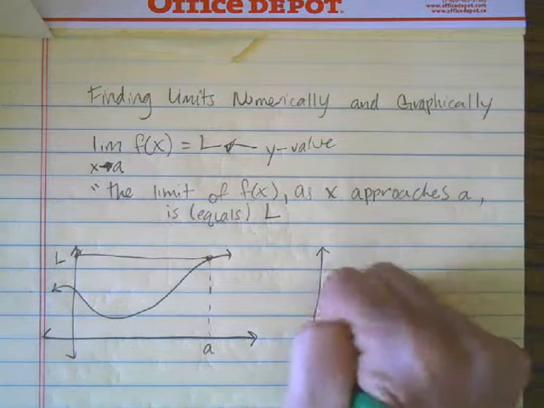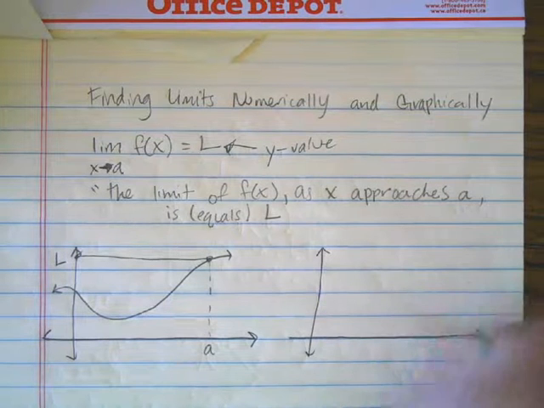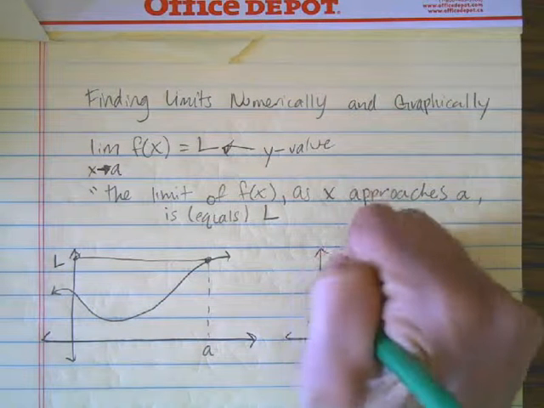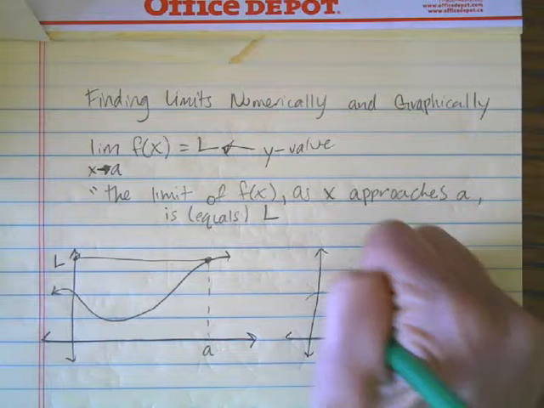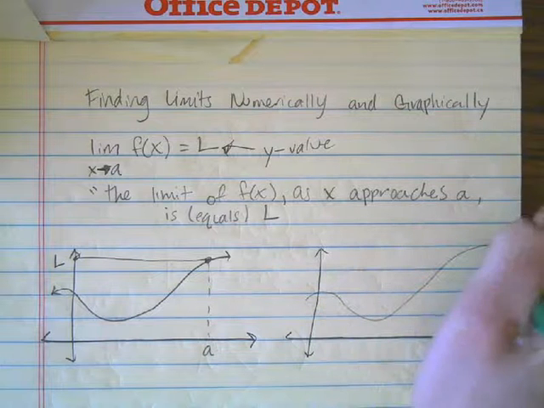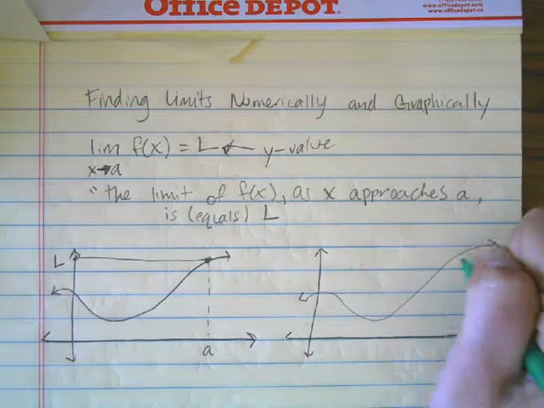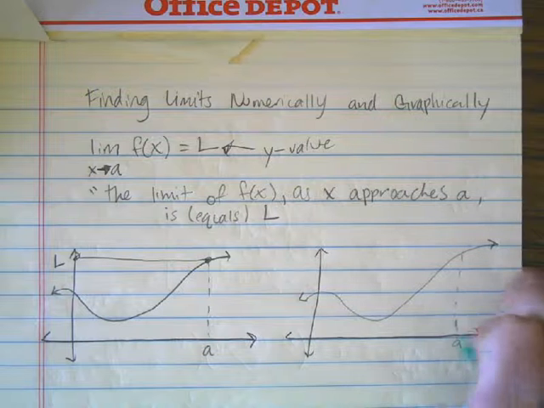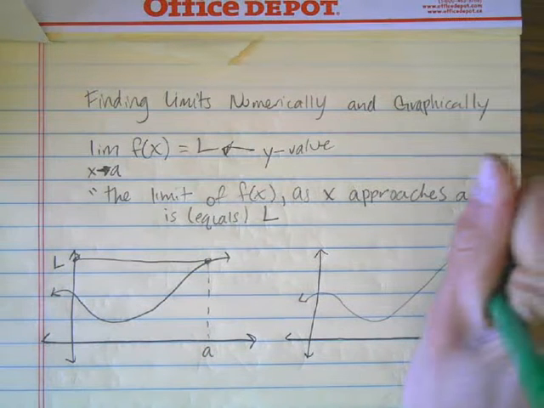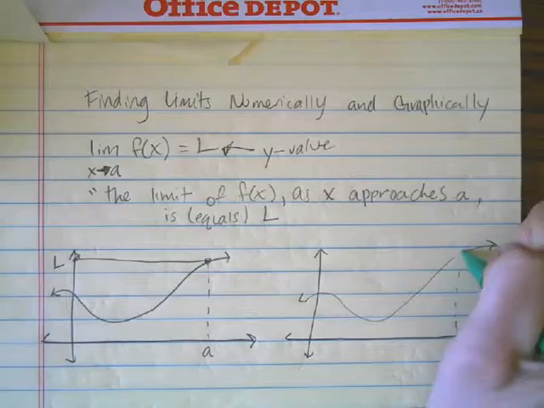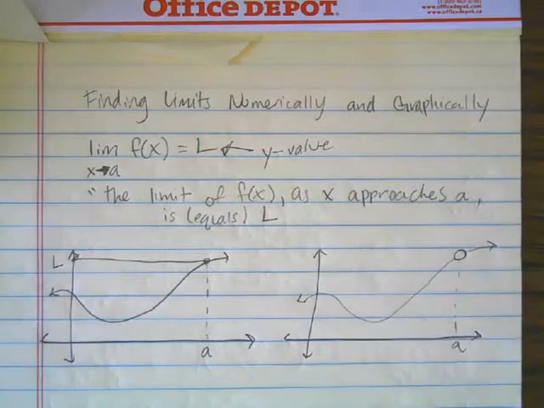Let's say that we have a different graph. I'm going to make it similar but a little bit different. So I'm going to start here, go down and come back up. And I'm still going to have my point A, but now let's say I have a hole in my graph here. Why is there a hole? Okay, because some functions have holes in their graph, okay?